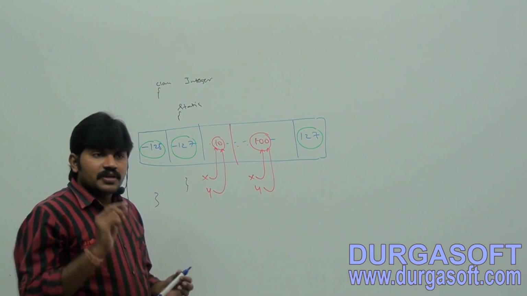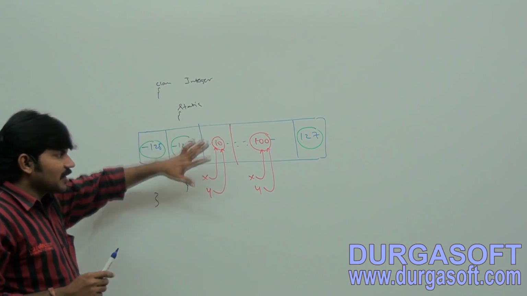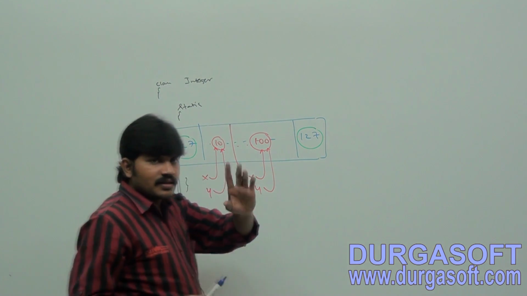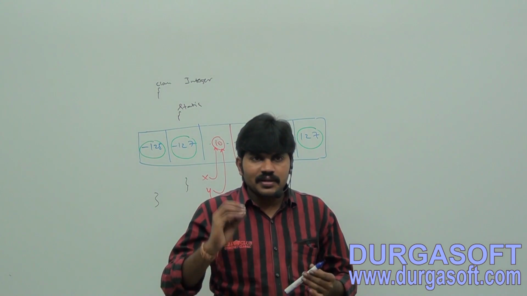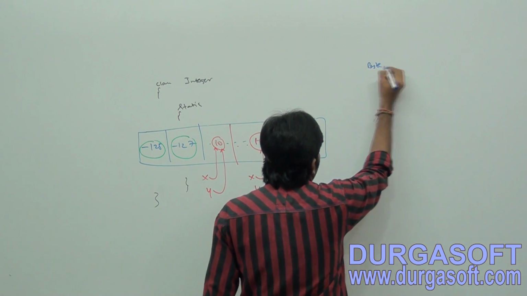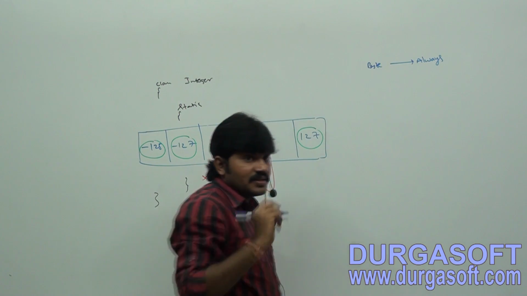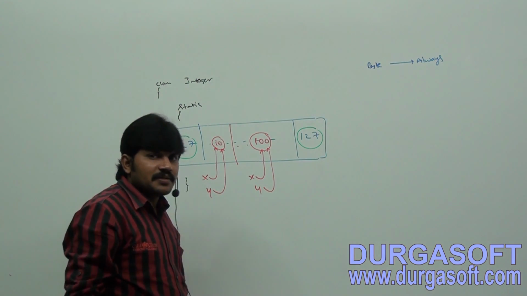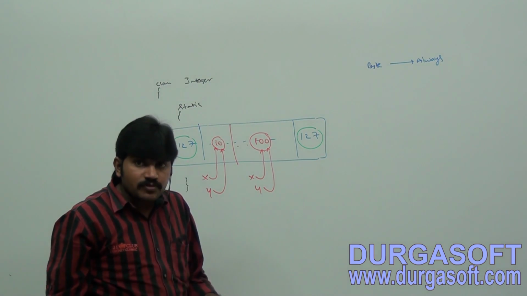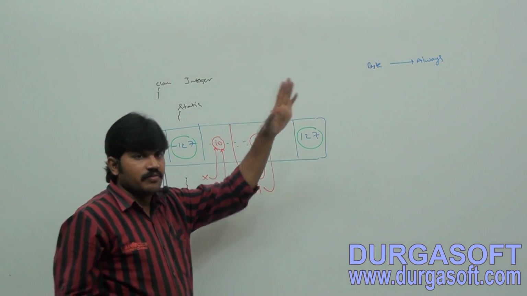But here one small twist is there. This buffer concept is applicable only in the specified ranges, only in the following cases. If it is a byte, the buffer is always available. The reason is, what is the range of byte? Minus 128 to plus 127. It is the exact same range. That's why if it is a byte, always.